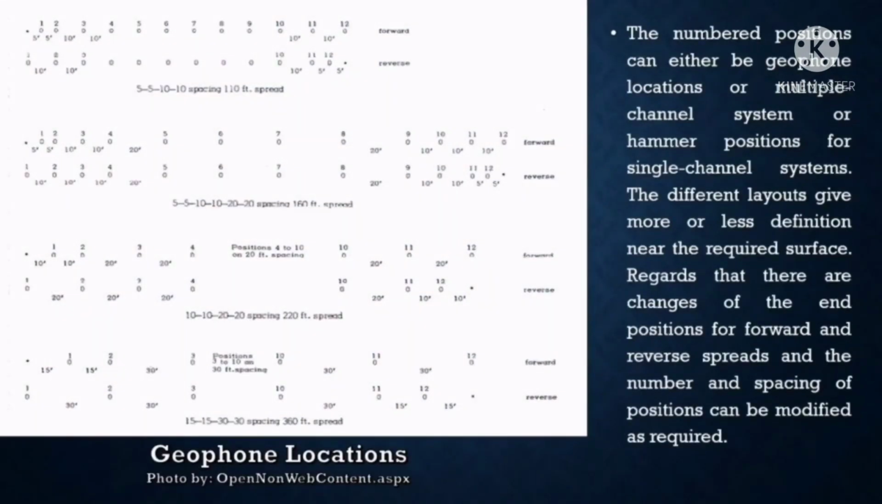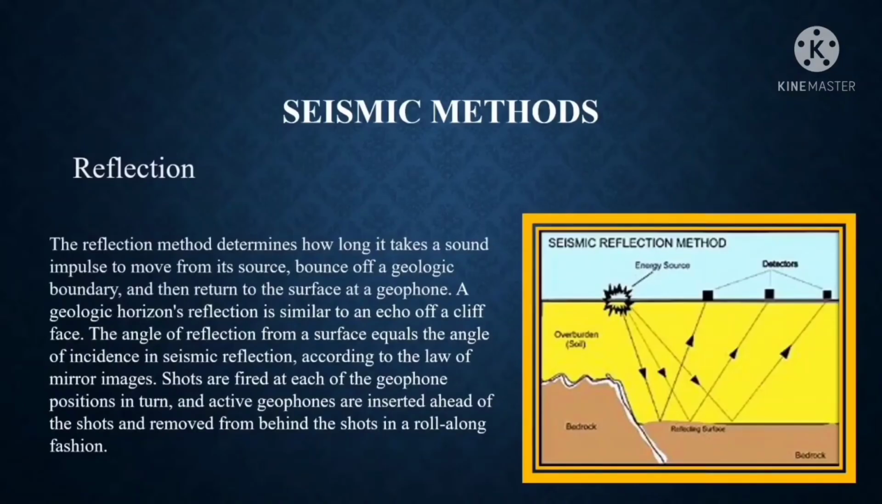Geophone's location. The number and position can either be geophone locations for a multiple channel system or hammer positions for single channel systems. The different layouts give more or less definition in the required surface, regardless that there are changes of the end position for forward and reverse spreads, and the number and the spacing of positions can be modified as required.